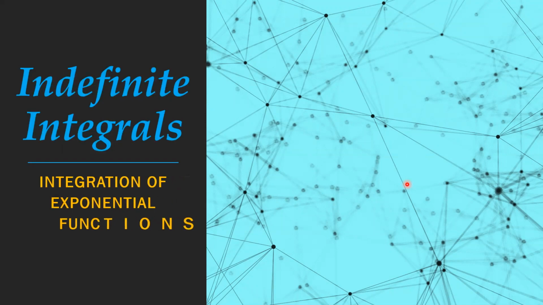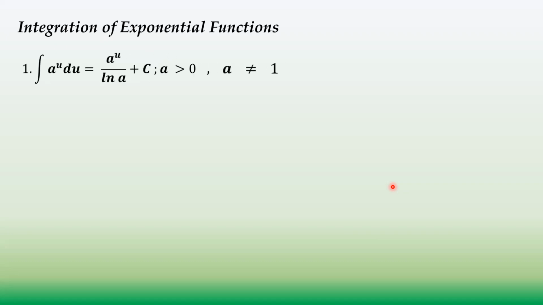Again, we have the indefinite integrals and we have the integration of exponential functions. We have here two formulas for the integration of exponential functions. Number one, we have base a. Again, a is constant. So we have the integral of a raised to u du equals a raised to u over ln of a plus c, where a is greater than 0 and not equal to 1. Another one, we have base e: the integral of e raised to u du equals e raised to u plus c.